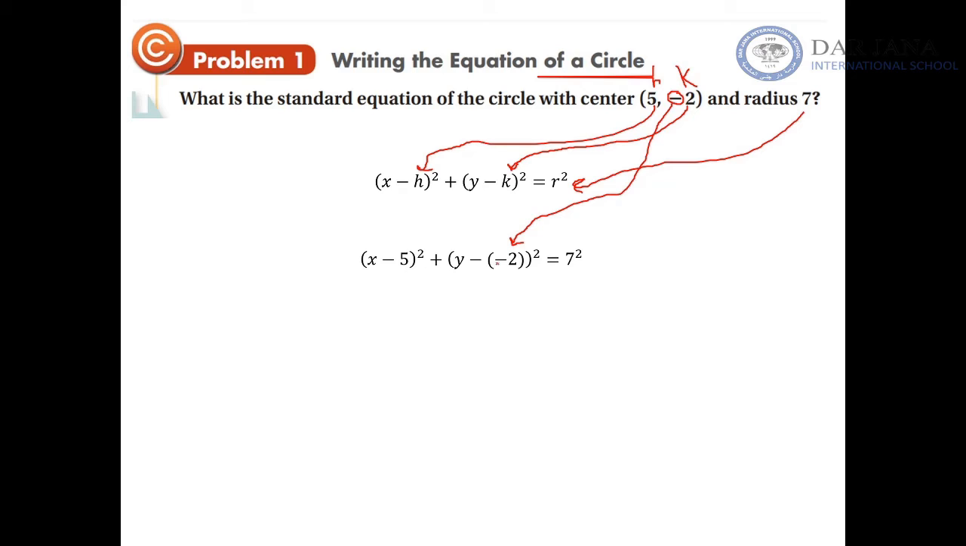Now the next step is simplifying. X minus 5 squared, I cannot do anything to it. I have to keep it in the square form. Here, y minus negative 2, these two negatives are going to be multiplied to each other, and it will turn into positive. And 7 squared, I'm going to calculate it into 49. And I will get the final form right here. The x minus 5 squared will not be changed. Y minus negative 2 becomes y plus 2 squared, and 7 squared is equal to 49.